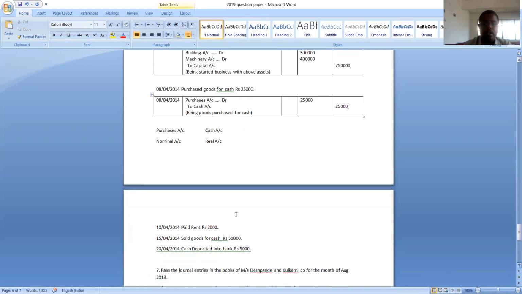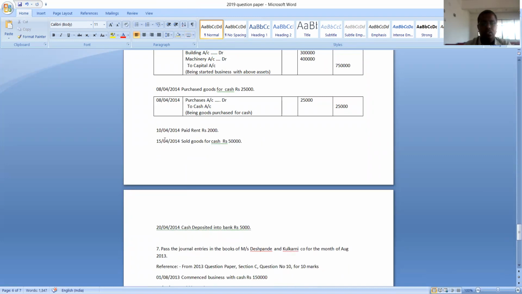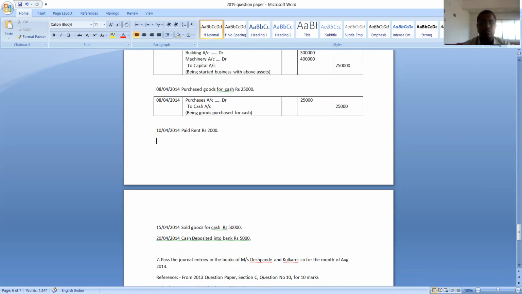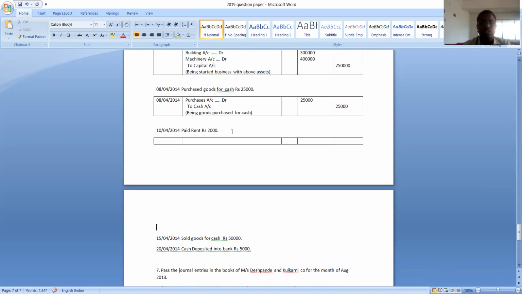Let us move to the next transaction. Next transaction is dated 10th of April 2014. What is the transaction? Paid rent rupees 2000. Paid indicates what? Cash. So which are the two accounts here? One is rent account and another one is cash account.